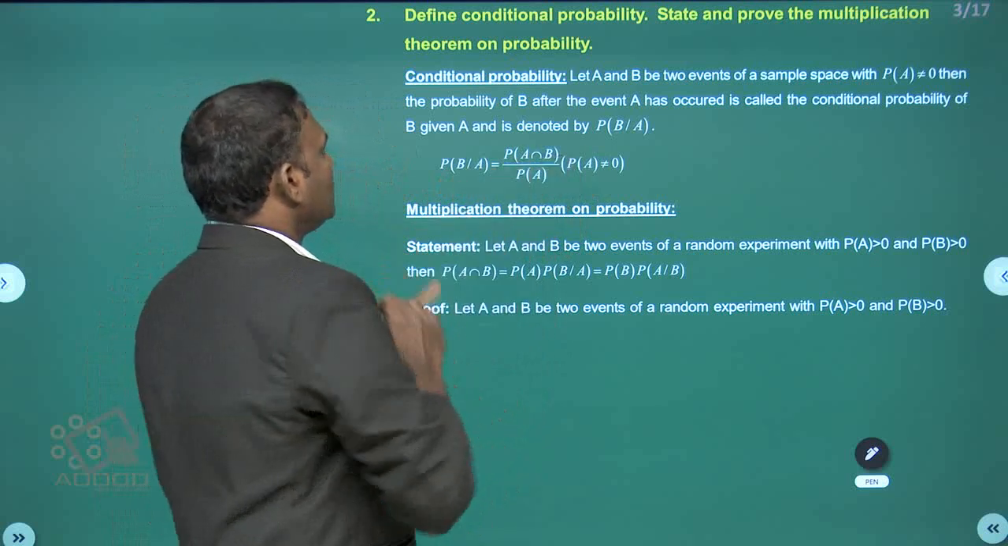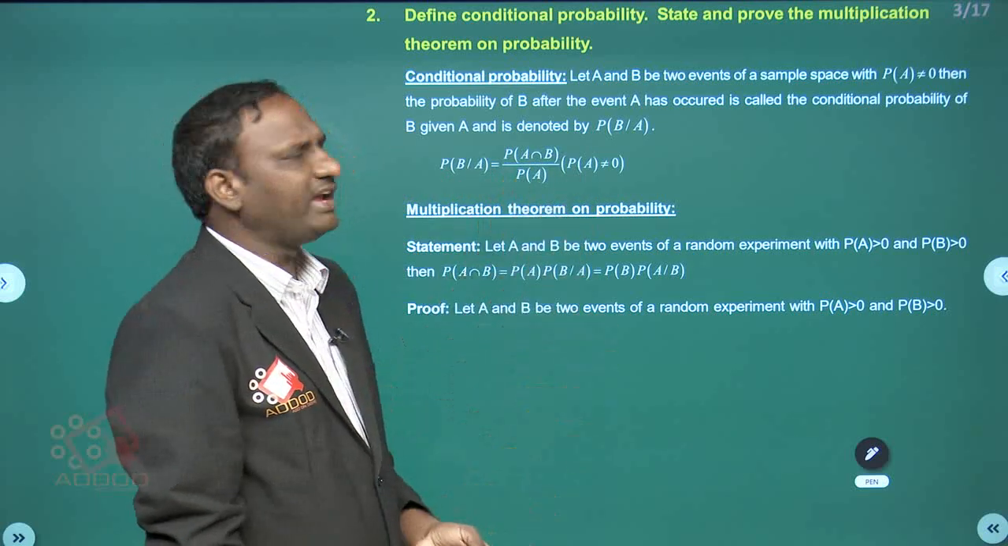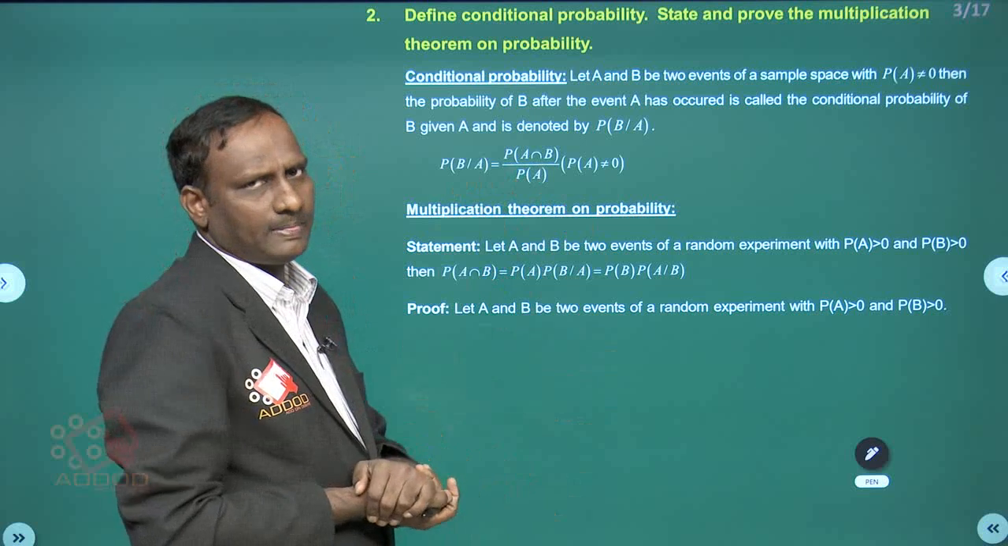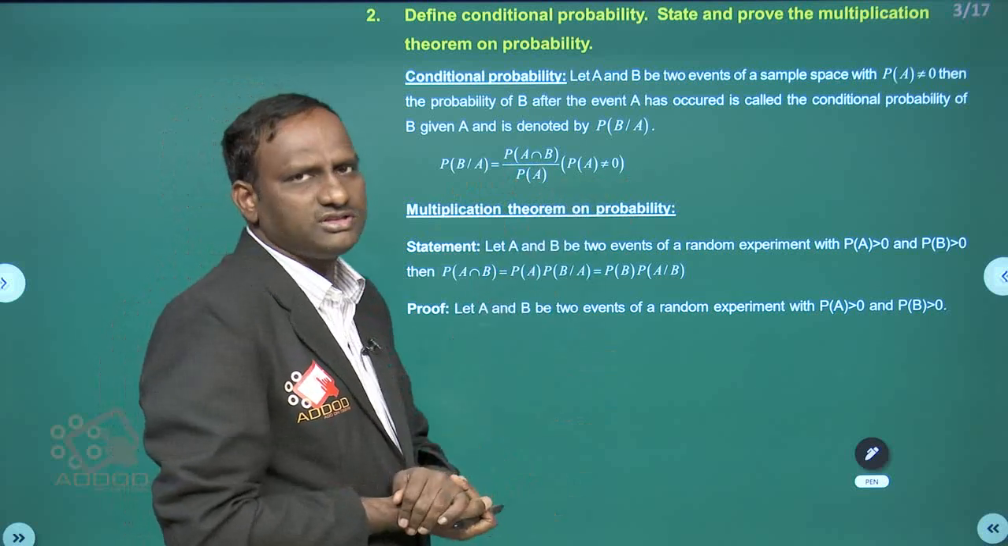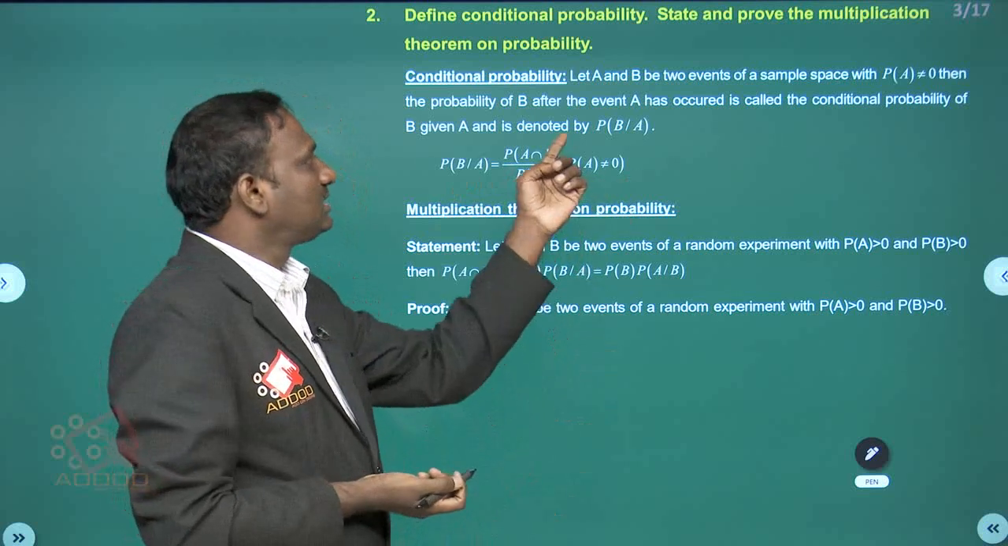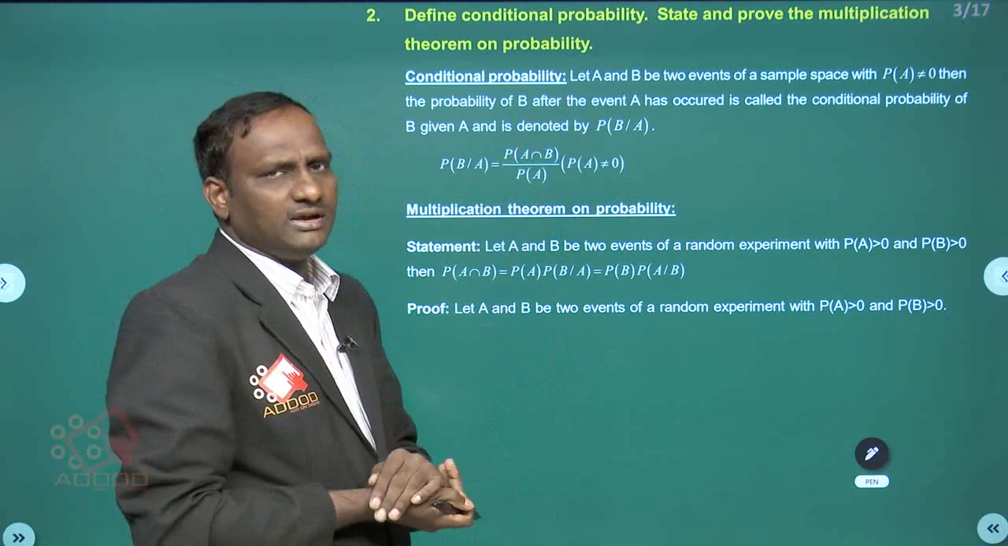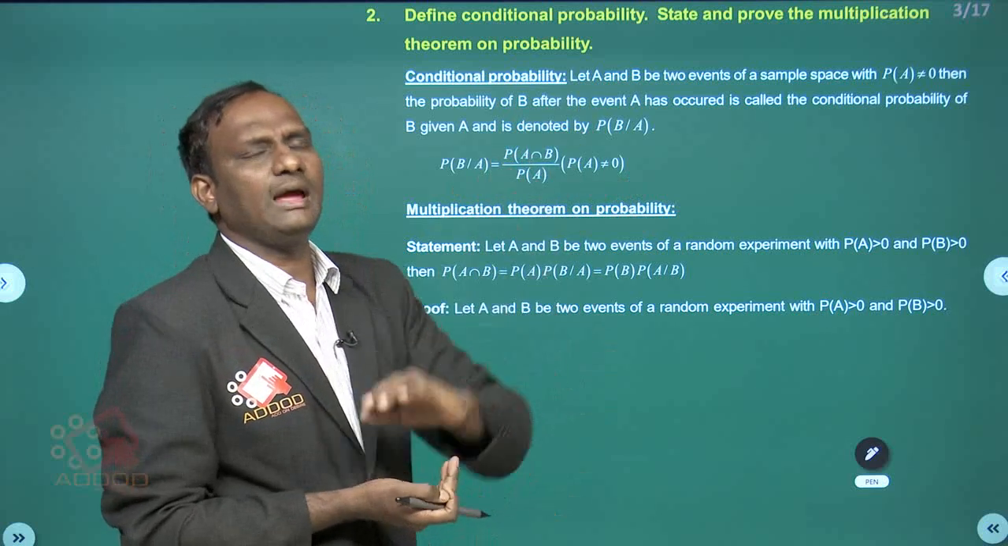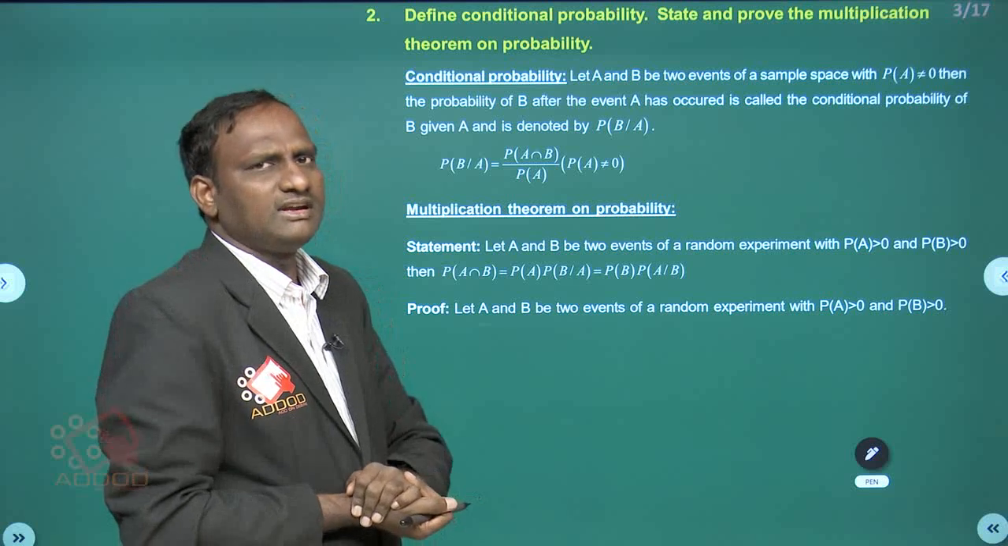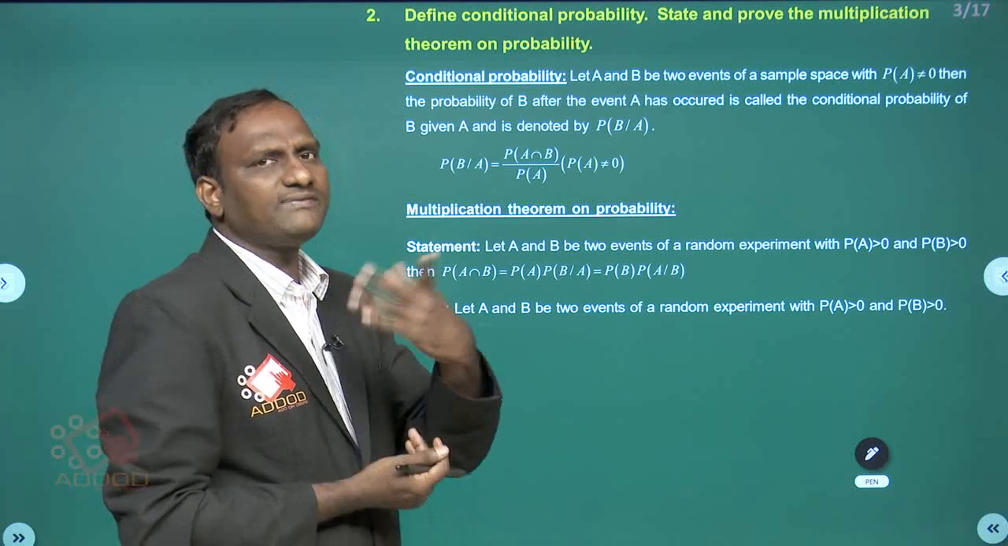Okay. So P of B divides A is equal to P of A intersection B by P of A, where P of A is not equal to 0. In the sense, the relation between A and B is first B is happening after happening of A. What is happening? B is happening after happening of A.